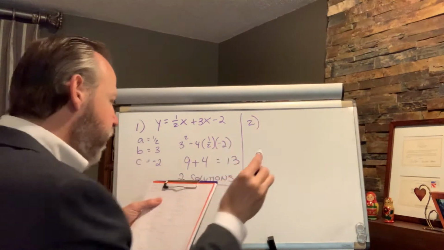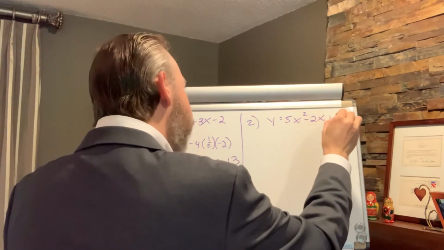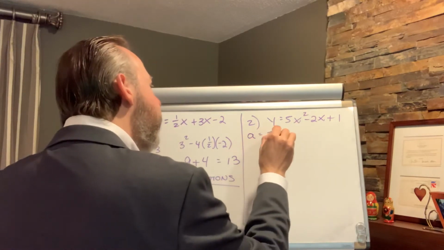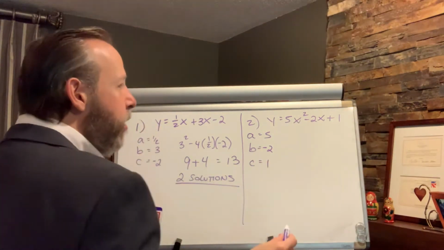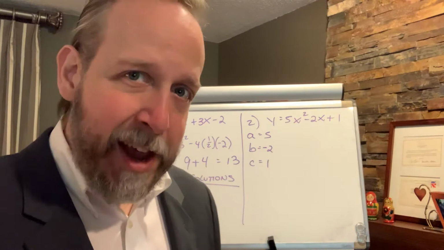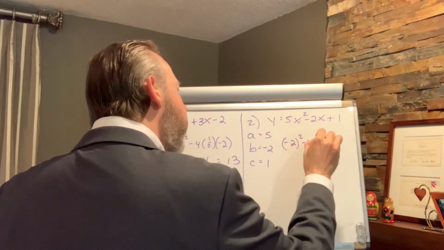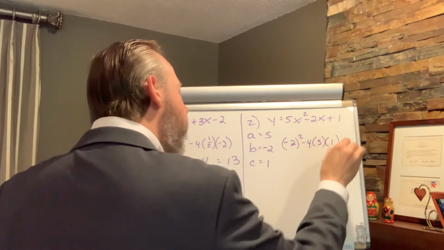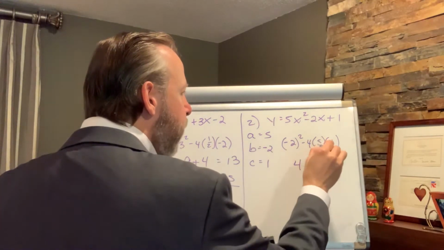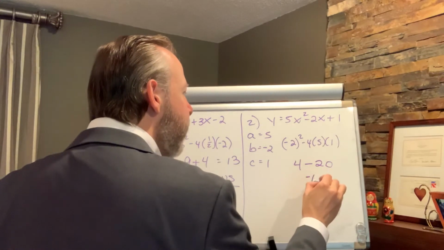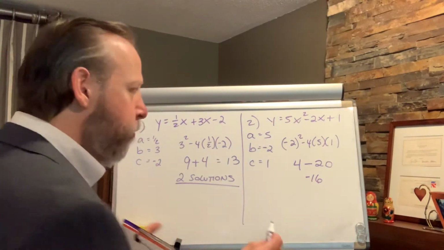Number 2, very similar, gave you y equals 5x squared minus 2x plus 1. A is 5, b is -2, be careful with that, c is +1. B squared minus 4ac, again, if the b is a negative number, put it in parentheses. So it's (-2) squared minus 4 times 5 times 1. (-2) squared is 4, plus 4 minus 4 times 5 times 1 is 20, and that's -16 again. A negative discriminant tells you that there will be no solutions.